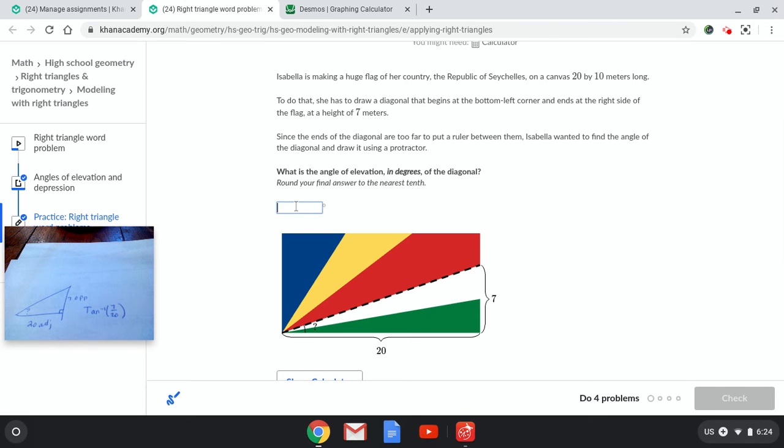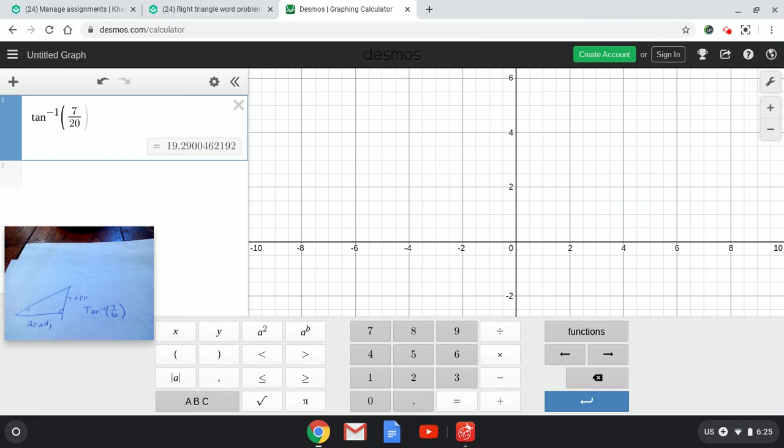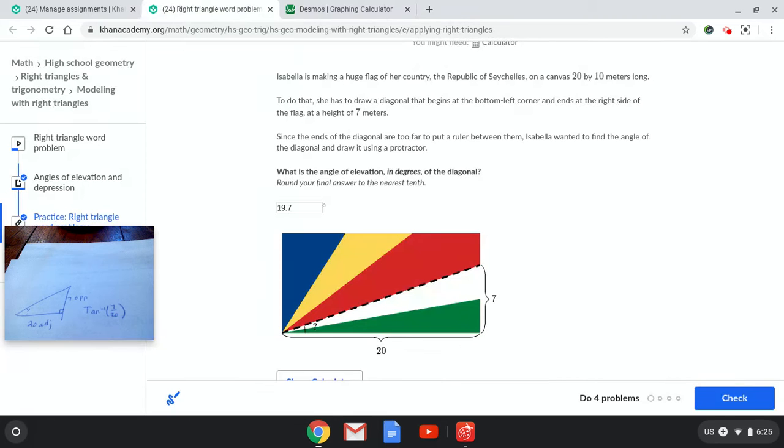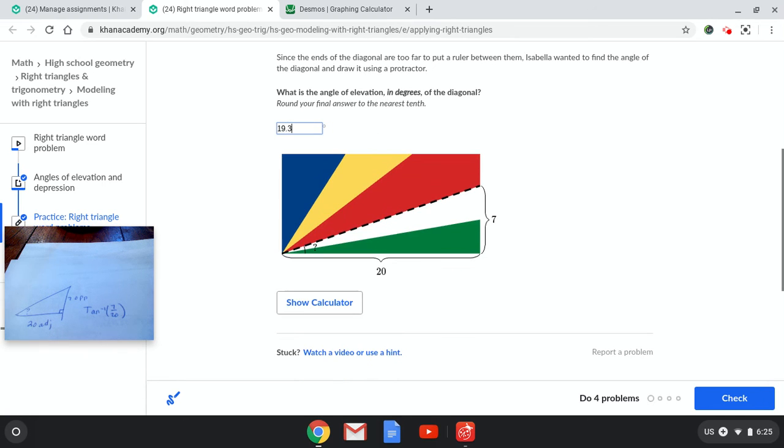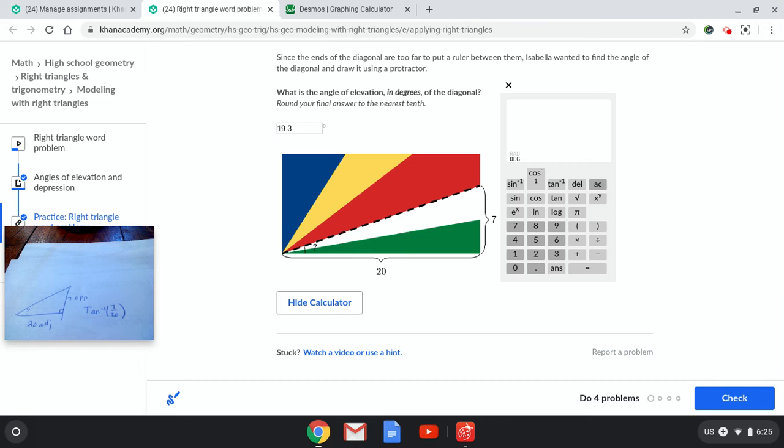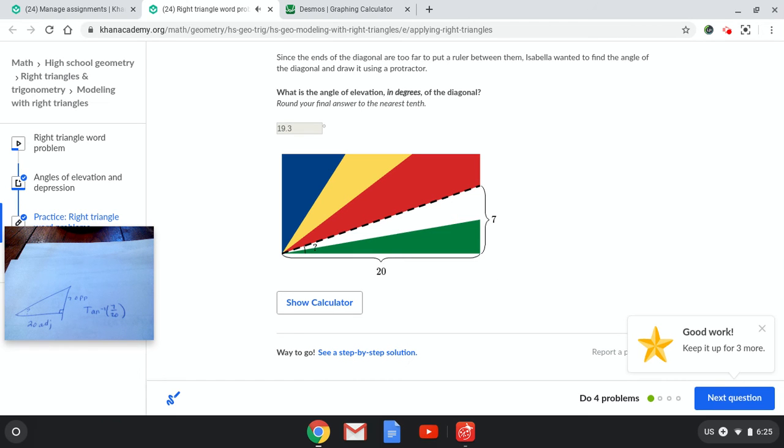So double check that. 19.3. So fix that. To the nearest tenths, 1 place past the decimal. So just hide that, check it. And that's good. All right. And then next question.